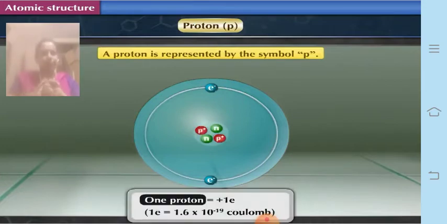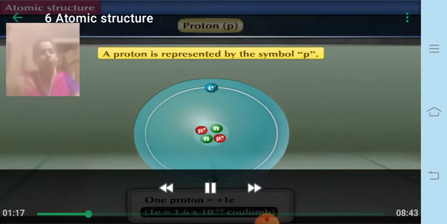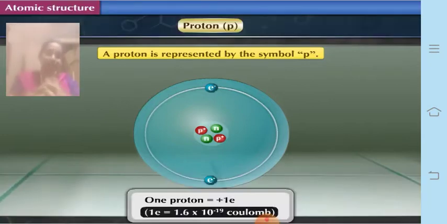One proton has 1 unit of charge, and that 1 unit of charge is nothing but 1 e, which is equal to 1.6 into 10 raised to minus 19 coulombs. Now this thing you are hearing for the first time. You are going to learn about what is meant by charge in standard 9. So remember, the charge carried by one proton as well as one electron is the same, that is around 1.6 into 10 raised to minus 19 coulombs, which is very small.